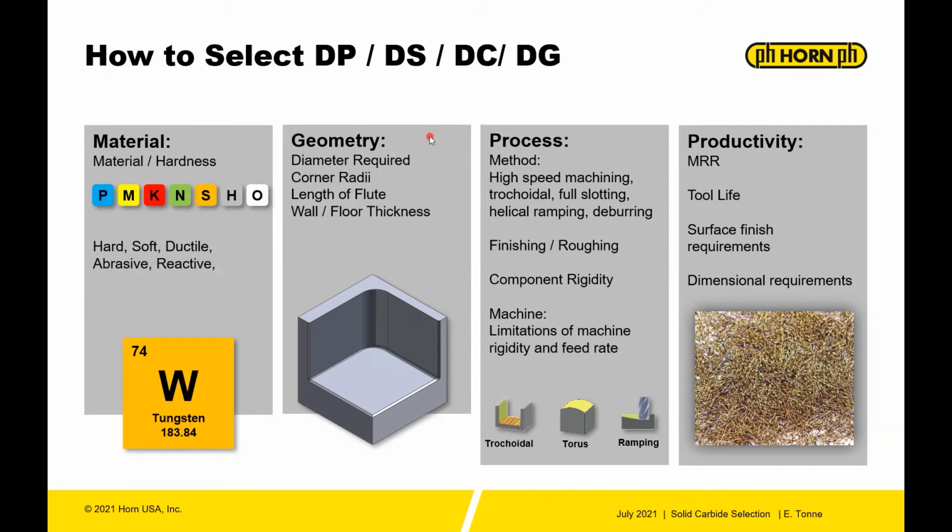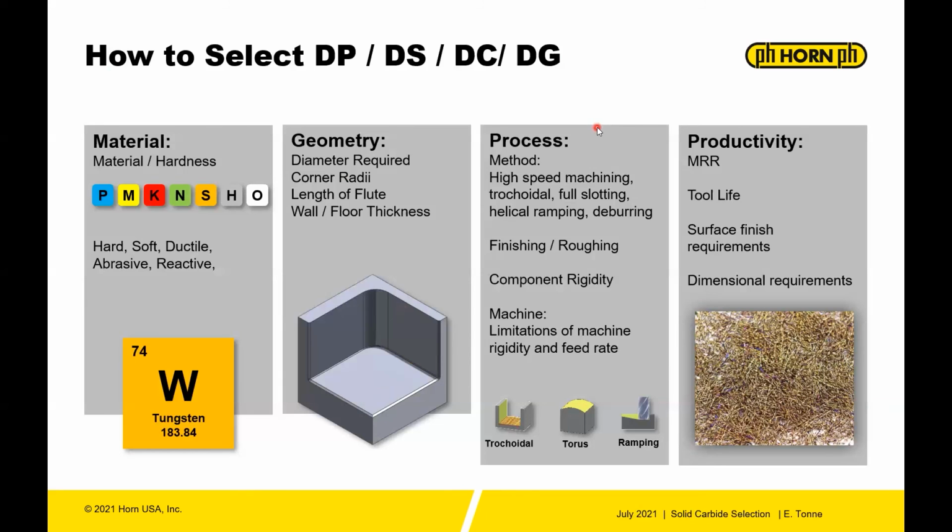You also look at the geometry, diameter required. I typically, you really want to use something much smaller than your radii to get the best use out of the tool. But you always have to balance that with the length in cut as well. You also want to look at what corner radii are available for that system. Your wall to floor thickness, is it a very thin part? Do you need to use a sharper tool to manage the forces that you're imparting on the component?